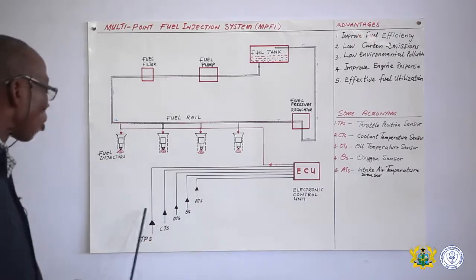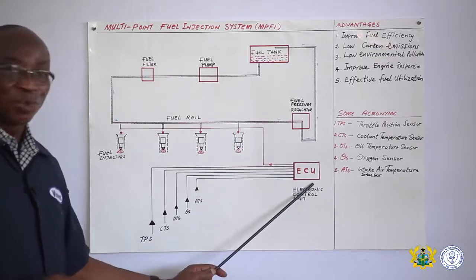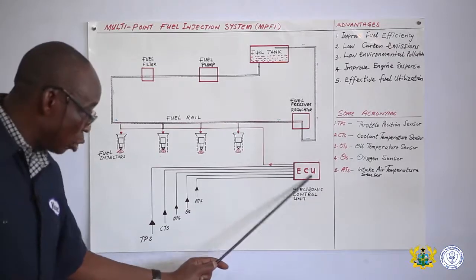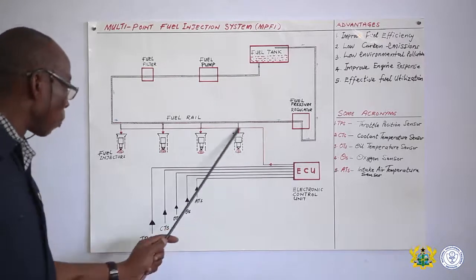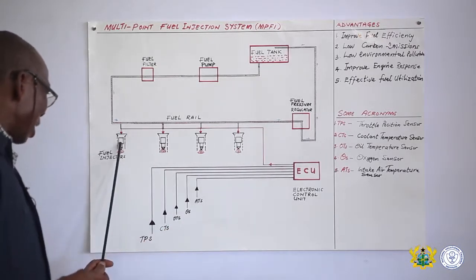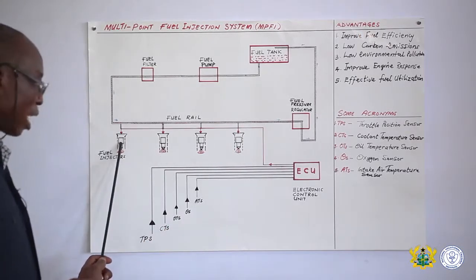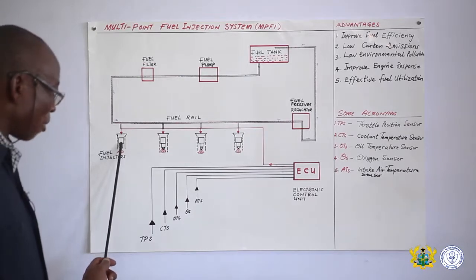All these sensors are called input sensors because they communicate with the ECU. And the ECU will get that information, program it through its data information, and supply the injectors according to the needs of the engine at that particular point in time.